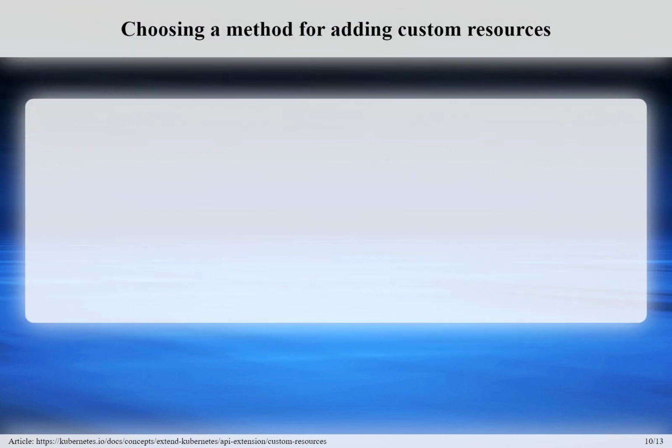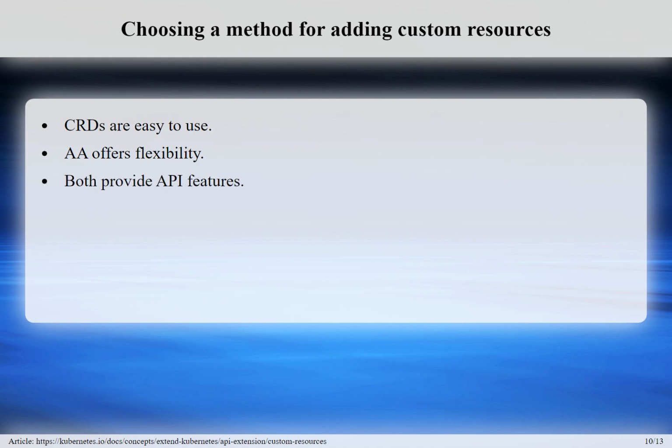Choosing a method for adding custom resources. CRDs offer simplicity, making them suitable for small-scale projects or internal resources. They're easier to create than aggregated APIs. Aggregated APIs provide advanced features and greater flexibility, allowing for customization of elements like the storage layer. Both CRDs and aggregated APIs enhance API features on Kubernetes, providing more than implementing externally.